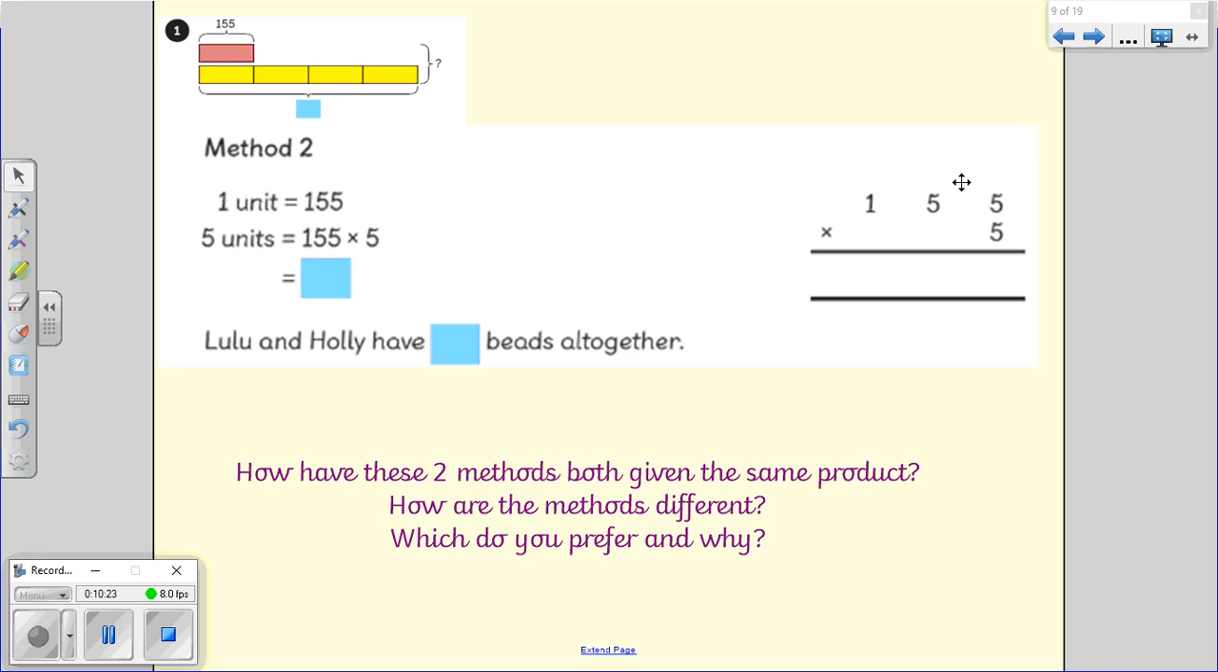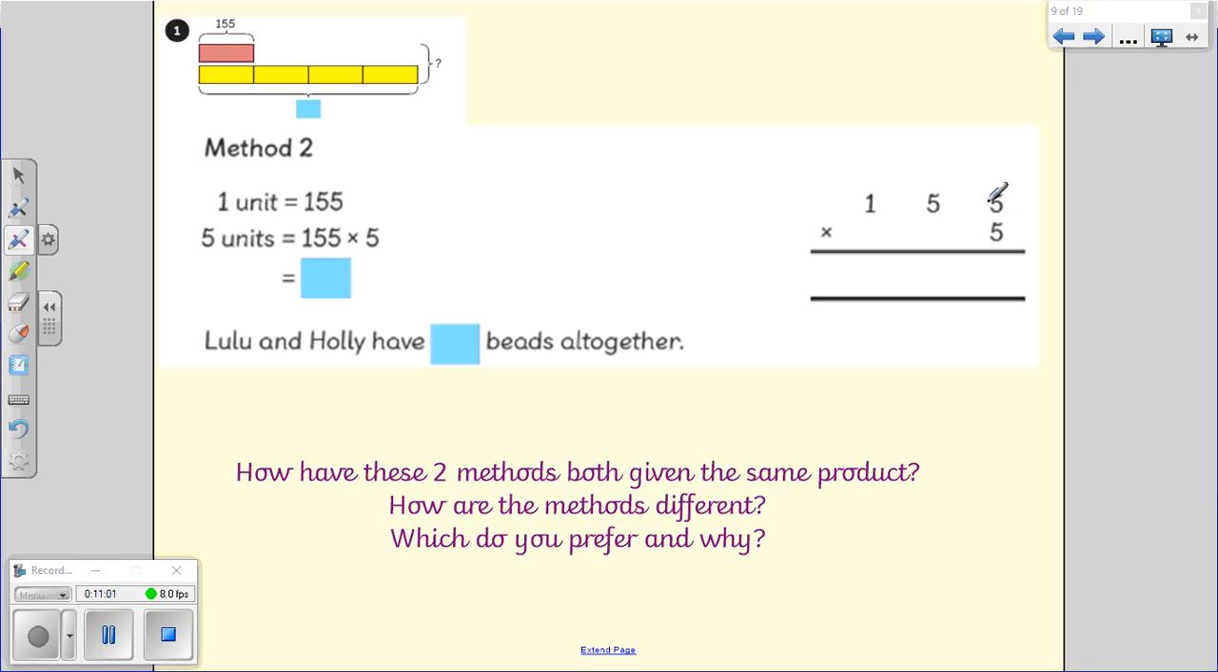Okay, so this time it's asking you to do 155 times 5. And the reason why we're doing that instead of timesing by 4, like we did in method 1, is that we can see that there are 5 lots of 155 altogether. So Lulu's 155 and then Holly's 4 parts of 155. So instead of doing 2 steps like we did before, actually we can just do it all in 1 step by timesing by 5.